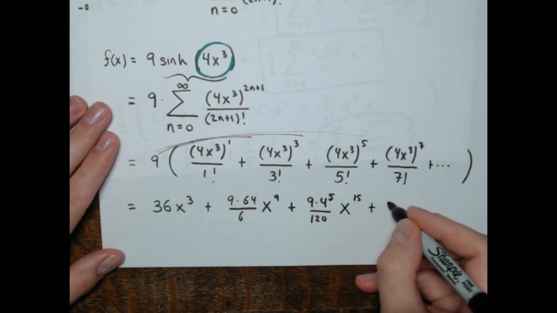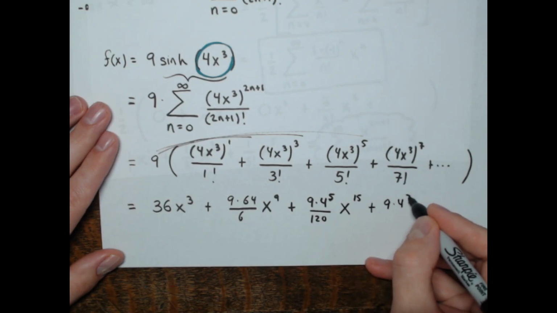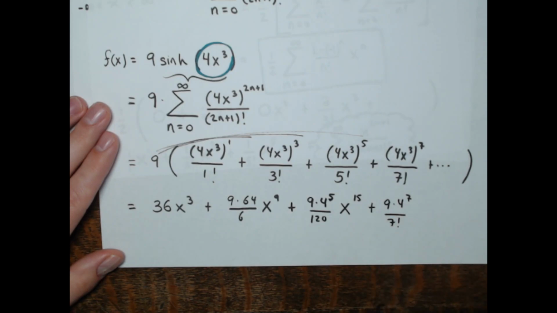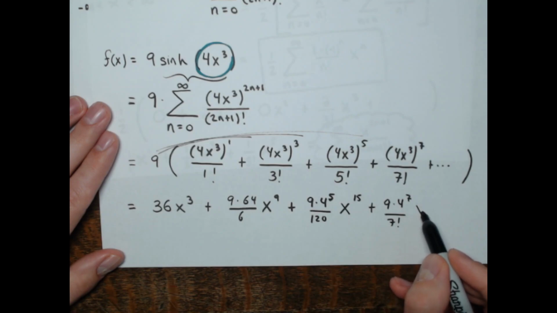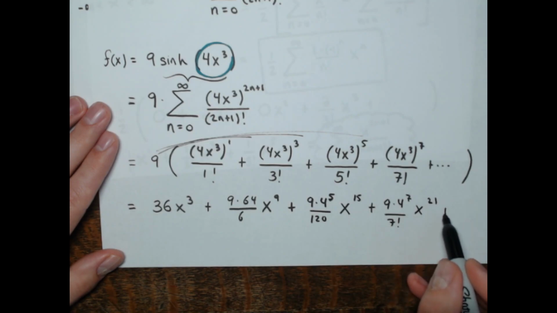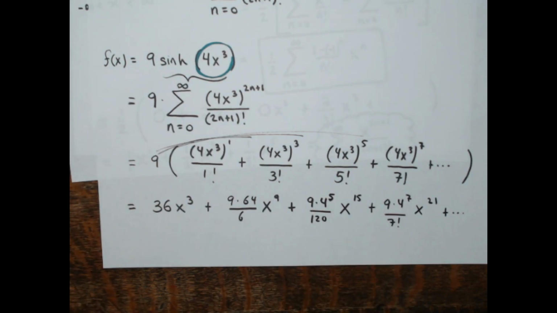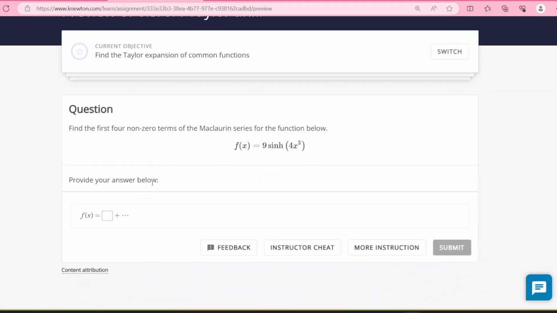And then finally plus 9 times 4 to the 7th over 7 factorial, which is, I believe, 5040. No, wait, 6 factorial would be 720. Yeah, 5040. But then times x to the 21st. So I'm actually going to see what happens when I type in stuff like this. All right, just the first 4 non-zero terms of this series.